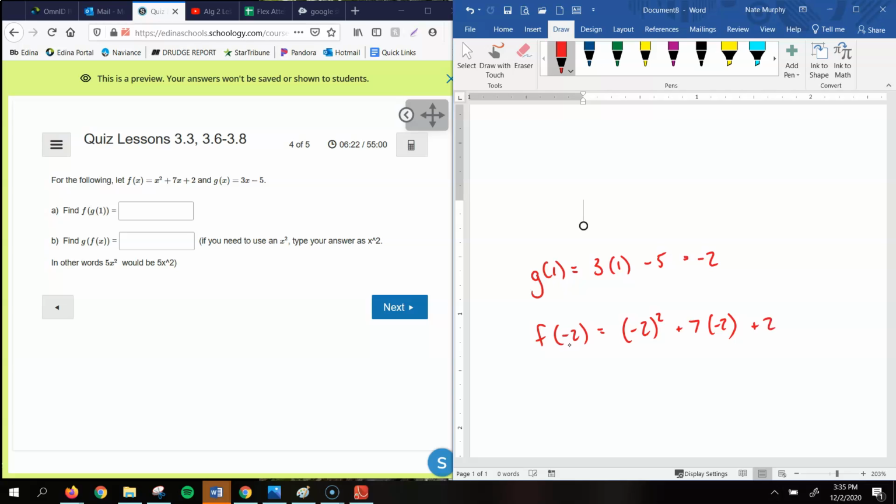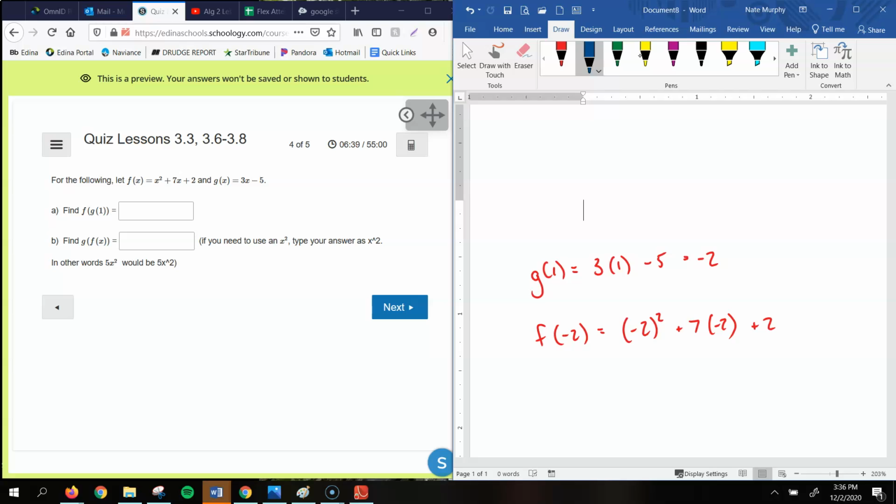Some of you, when you typed this in, did not use parentheses, and so you lost points because you typed it in as just negative 2 squared. That tells the calculator to only square the 2 and not the negative. It's not because the calculator did something wrong, it's because you put it in wrong. So make sure that if you're going to use a calculator, you use it correctly.